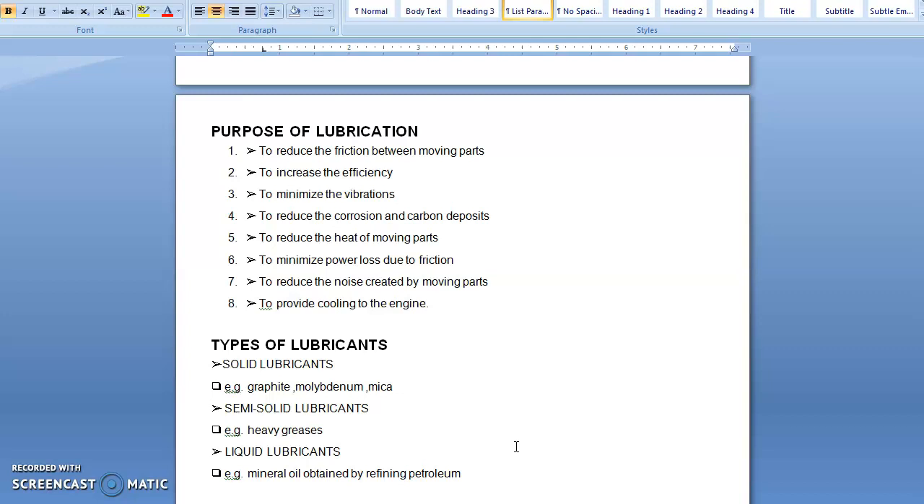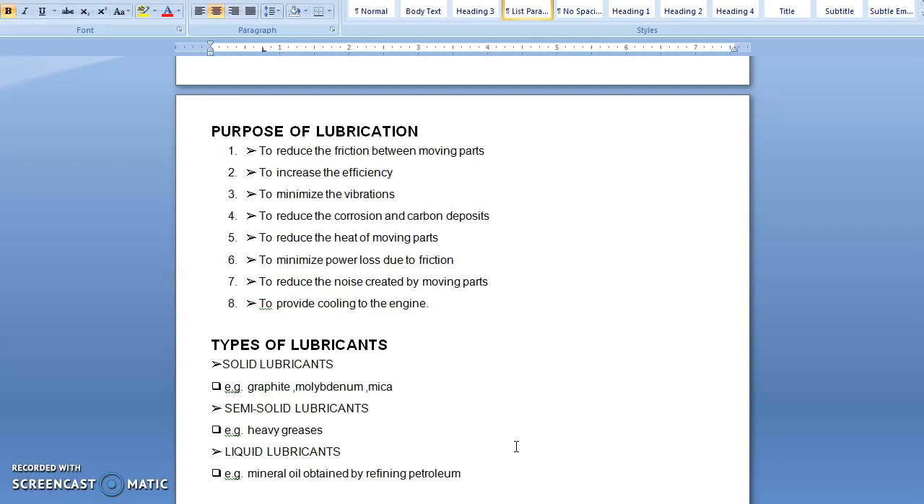If you take the example of solid lubricant, that may be graphite, mica, etc. Then in semi-solid lubricant we have heavy grease. So grease is a bright example of semi-solid lubricants. As far as liquid lubricants are concerned, liquid lubricant is mineral oil obtained by refining petroleum, like mobile oil, etc. So these are the three types of lubricants we are using in automobile engineering.